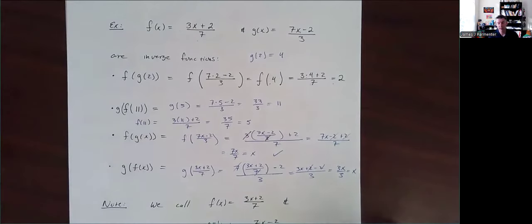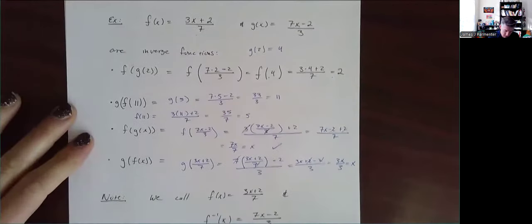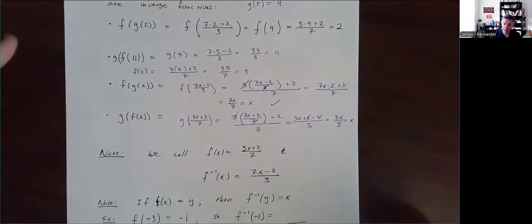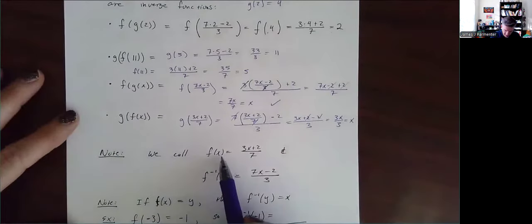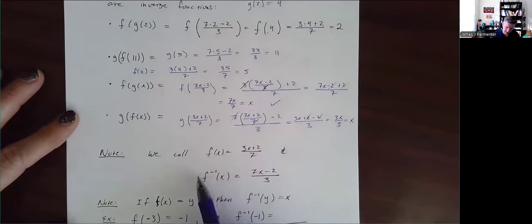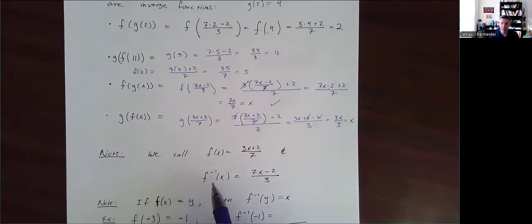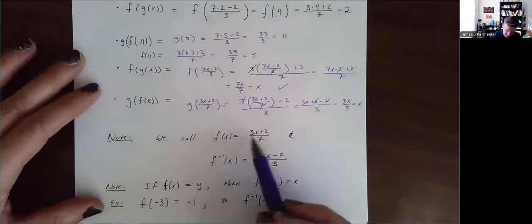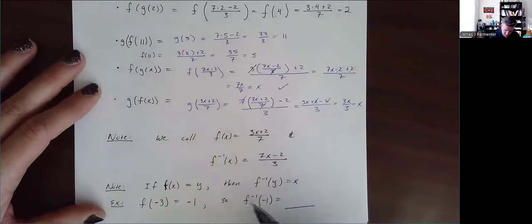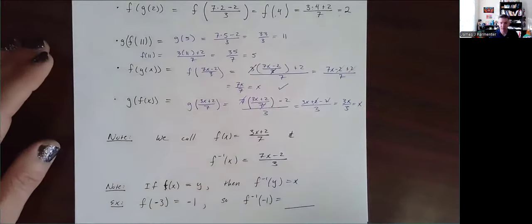You do have to check both ways if you're asked to show the functions are inverses, because occasionally it'll work one way and it won't work the other way. There's a very well-known example that we'll talk about in a little bit. Something to note: if we call f of x equal to 3x plus 2 over 7, then the inverse we call f inverse of x, and we write it as f with a -1 superscript of x. But we don't say it as f to the -1, we say it as f inverse of x. So we call f of x equal to 3x plus 2 over 7, and g of x we call f inverse of x, equal to 7x minus 2 over 3.